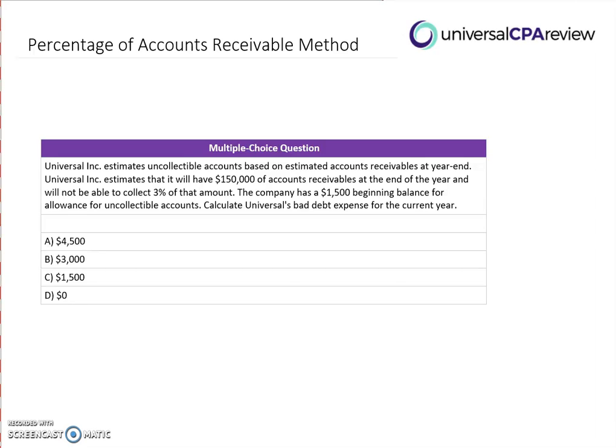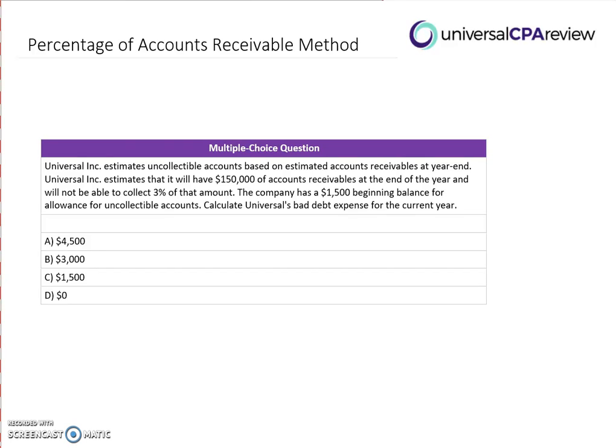Taking a look at our percentage of accounts receivable method. So the key difference here between this and the percentage of sales method is the percentage that we're going to be calculating is based on our accounts receivable at year end. But in addition to that, we are going to be calculating that amount as our ending balance. So we're going to need to work backwards in order to generally calculate our bad debt expense.